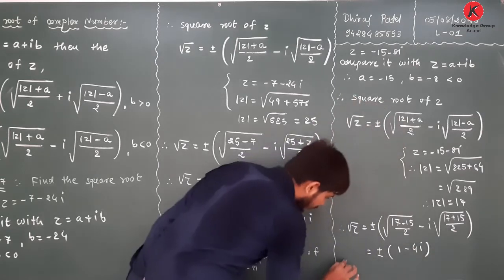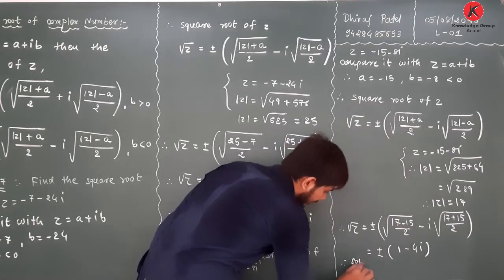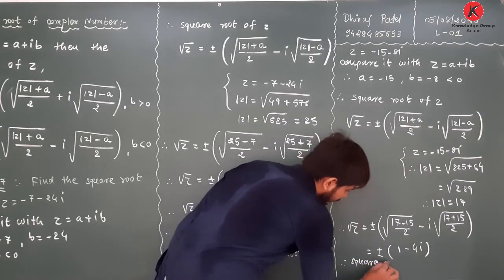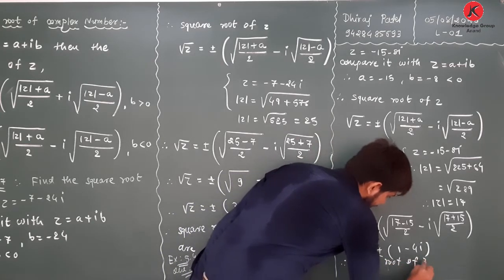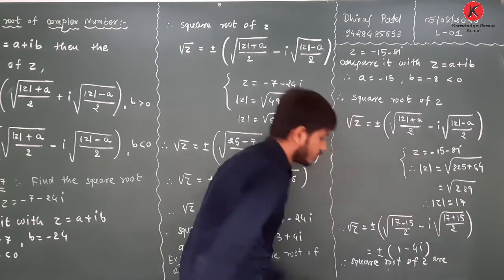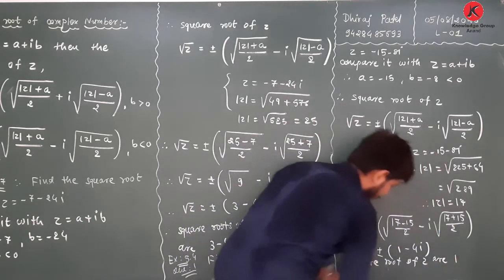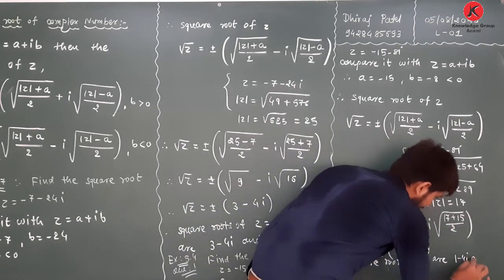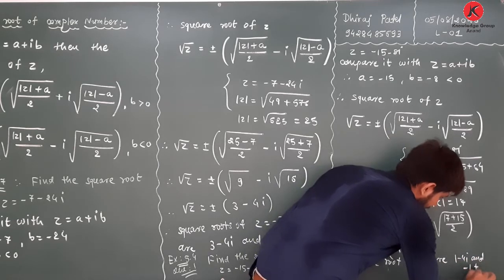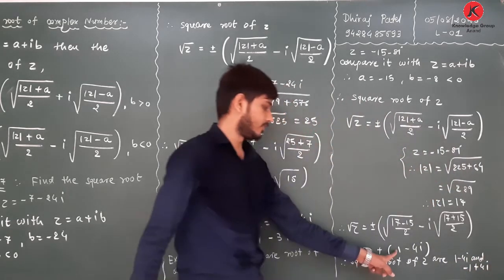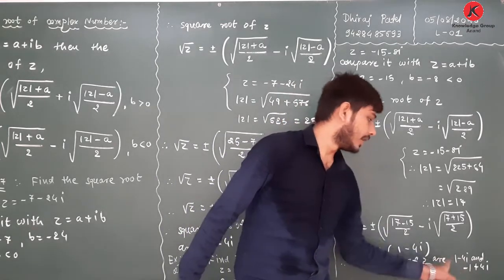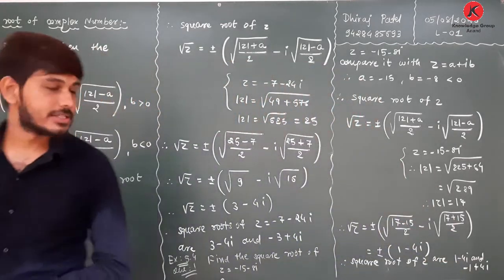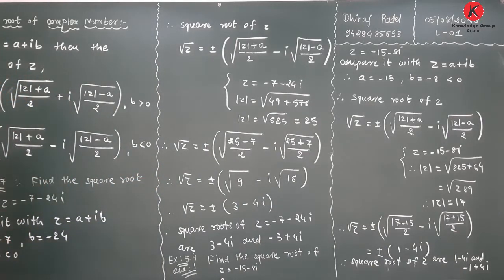Okay, therefore the square roots of z are, write both square roots, the first with plus: 1 - 4i, and the second one minus: -1 + 4i. The first is 1 - 4i and the second is -1 + 4i. Write both answers completely, separately.